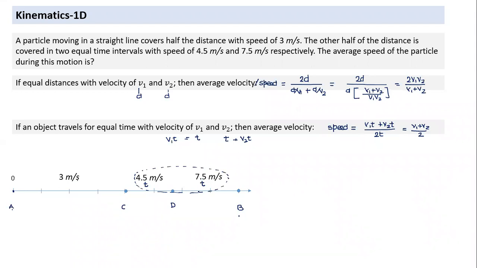Can I replace them with the average velocity? They are traveling for equal time intervals. So when an object travels for equal time intervals, what is the average velocity? The average velocity is this plus this by 2. Whatever time it has taken with these two velocities, it would have taken the same time had it been traveling with the average velocity. So what is the average velocity between C and D? What is the average velocity between C and D, Dev? Sir, the average velocity between C and D is?